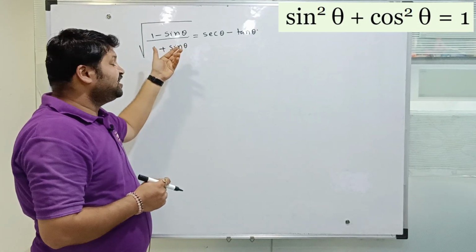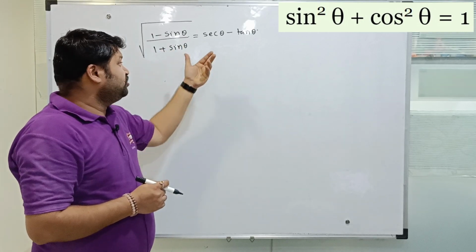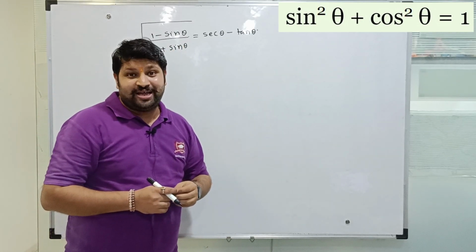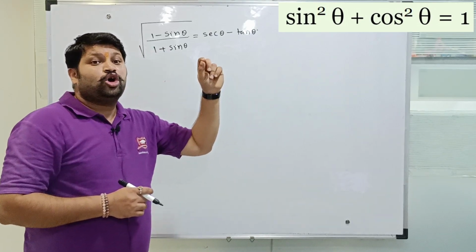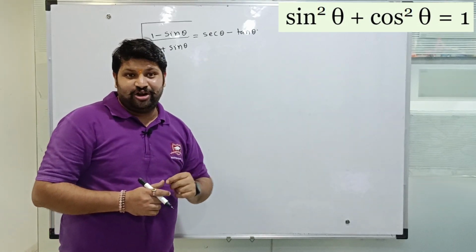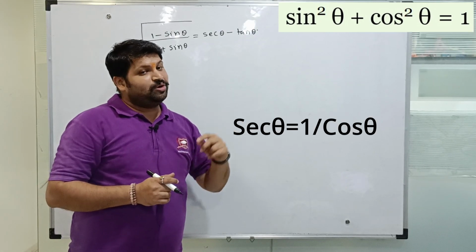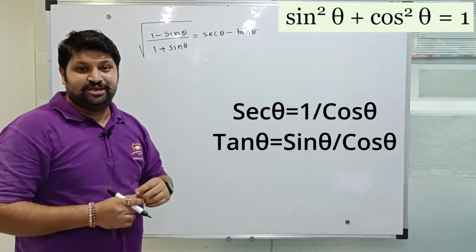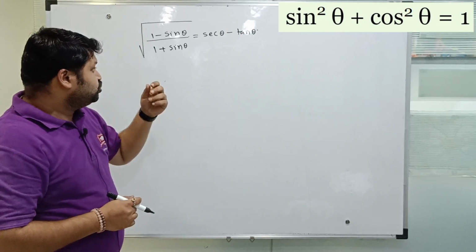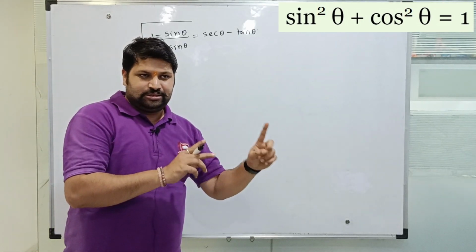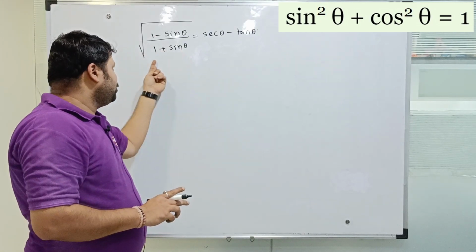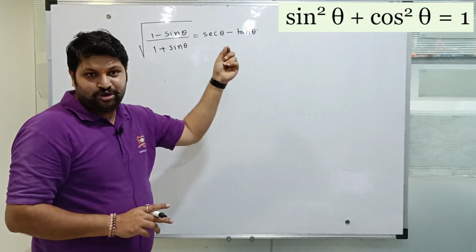On my left hand side, I have only sines and sines. On the right hand side, I have sec and tan. Now what is common for both sec and tan? They have cos theta in their denominator. Sec theta is 1 upon cos theta and tan theta is sin theta upon cos theta. So that indicates one single thing, that is my denominator on the LHS should be a cos theta.